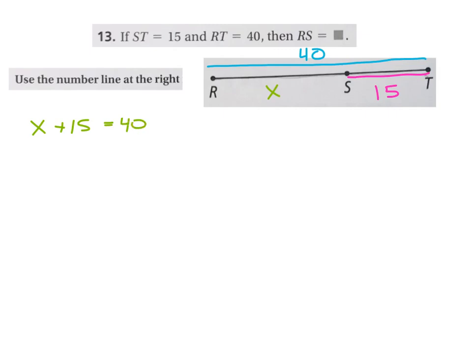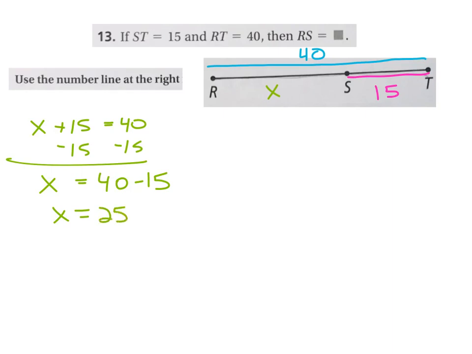So then essentially what happens is we can say, well, let's take away the part that is ST, and what you get is, instead of solving this directly, I'm just going to write, you get 40 minus 15. And what's going on there is what you're saying is if you take the entire segment from R to T and you take away the portion that is ST, you will be left with the portion that is RS, and specifically the length of it, which is 25. So then we have RS equaling 25.